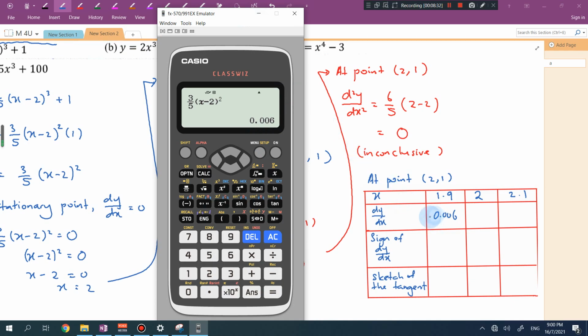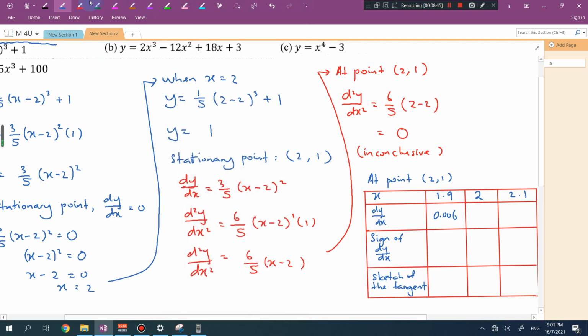Oops, sorry, this one should be negative, right? Let me calculate again. Okay, I think it's positive, correct? Let me double check again. Okay, correct, positive. Both are positive. So this is 0, this is 0.006. Okay, so this is positive, this is 0, this is positive.